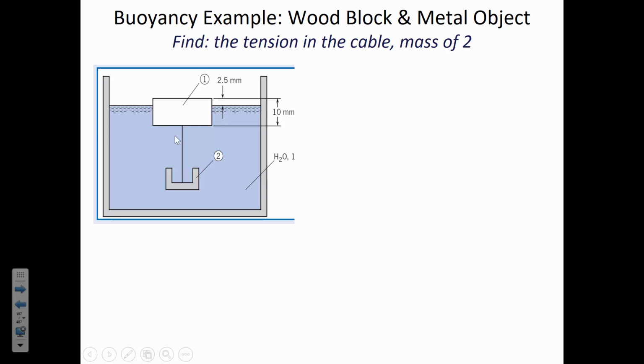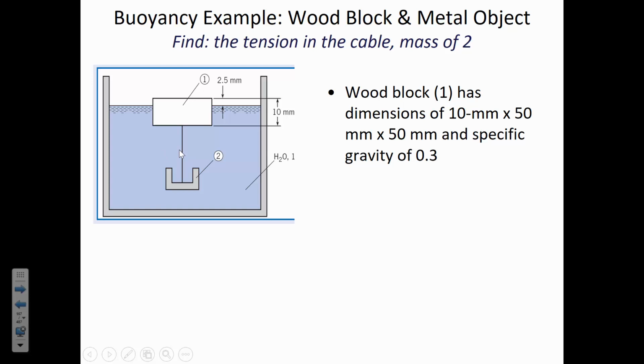So we're going to have to do actually a series of force balances. We're going to have to do a force balance, first of all, on this wooden block that's up at the surface. And then we're going to have to do a force balance on the submerged metal object in order to find the tension in the cable. So here's some of the given information. First of all, this block is 10 millimeters by 50 millimeters wide and 50 millimeters into the page. And then the specific gravity of the block is given, so you can use that relative to water to find the unit weight of the wooden block.